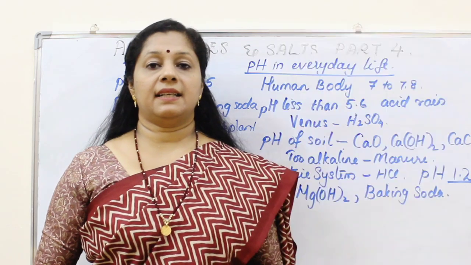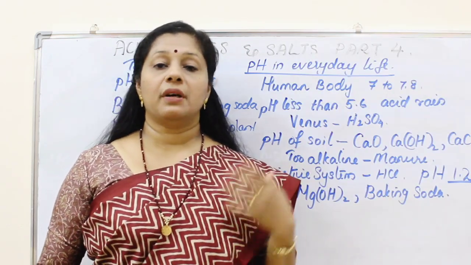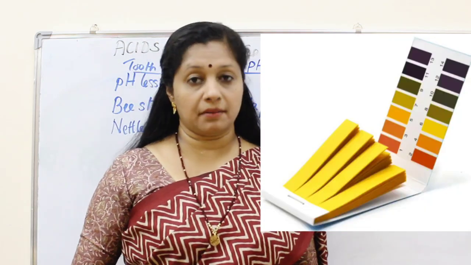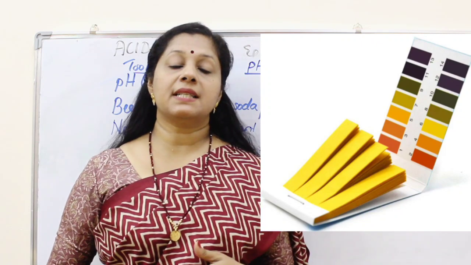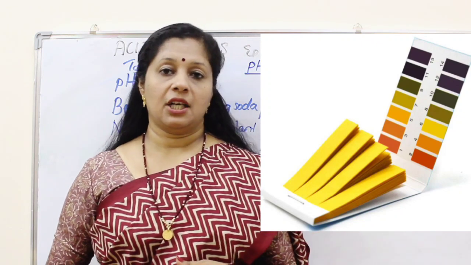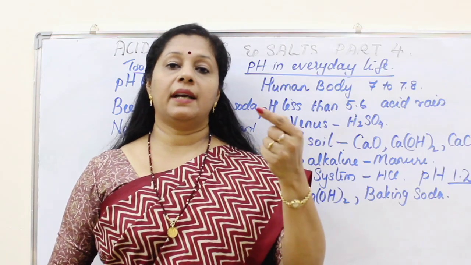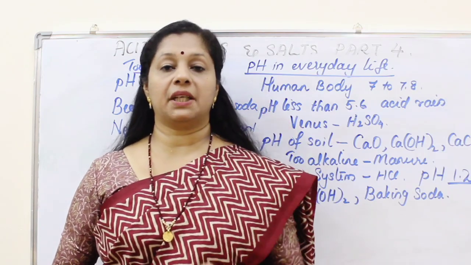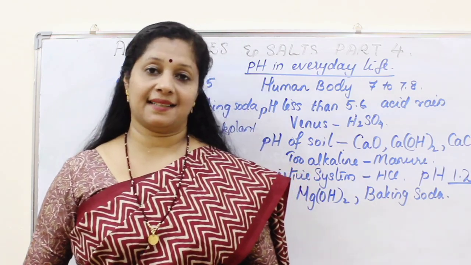Universal indicator is a mixture of several indicators. It will help us to find out the strength of an acid or a base. At different hydrogen ion concentrations or pH values, the universal indicator shows different colors. So by matching it with the color chart provided, we can find out the pH value of that particular compound. So that's the use of universal indicator.